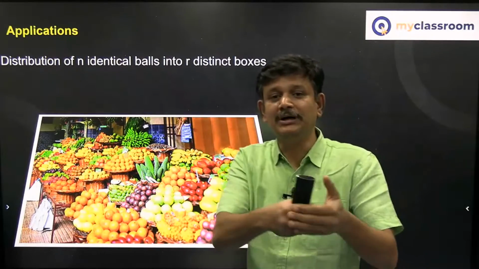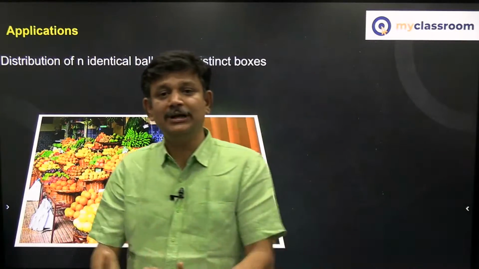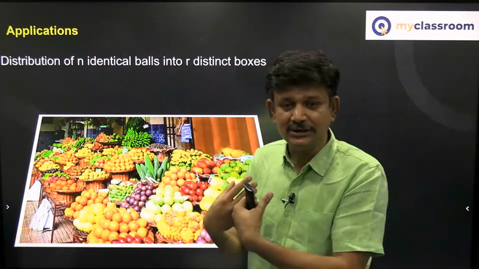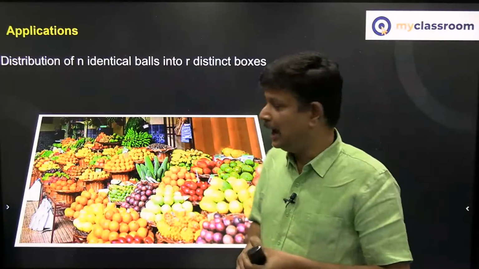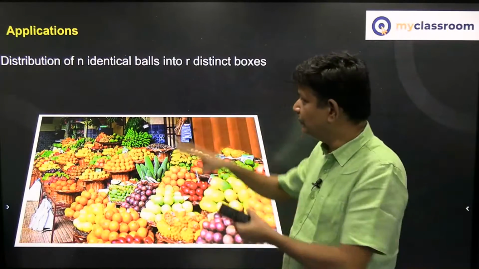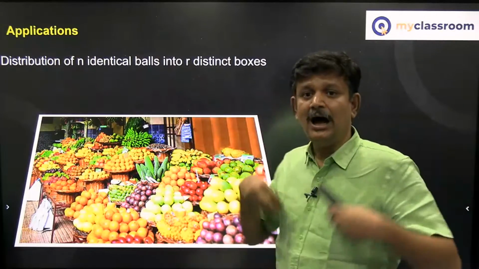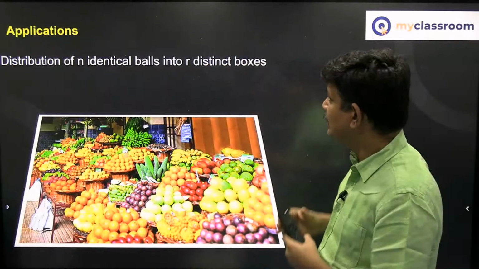All the fruits of a particular variety are identical. It is my choice how many apples I bring, how many papaya I bring, how many oranges I bring, but the total has to be 100. In such a case, we use this particular formula. So n identical things to be taken or given is one and the same.